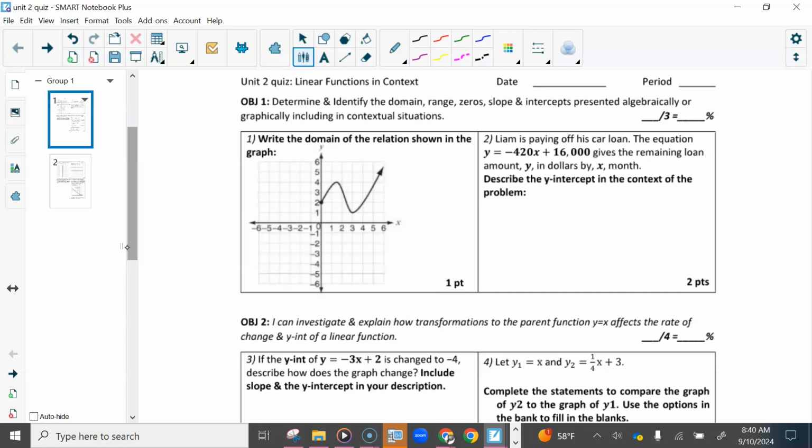So in this first objective, determine and identify the domain, range, zeros, slope, and intercepts. All of that would be in there. This is just a brief version of it. Here we're writing the domain. So think back to how we wrote domain. This is a continuous function, so it's going to be written as a continuous function. Domain, we're looking left to right, so we're starting at 0, and then it keeps going to the right. So this would be everything greater than or equal to 0.